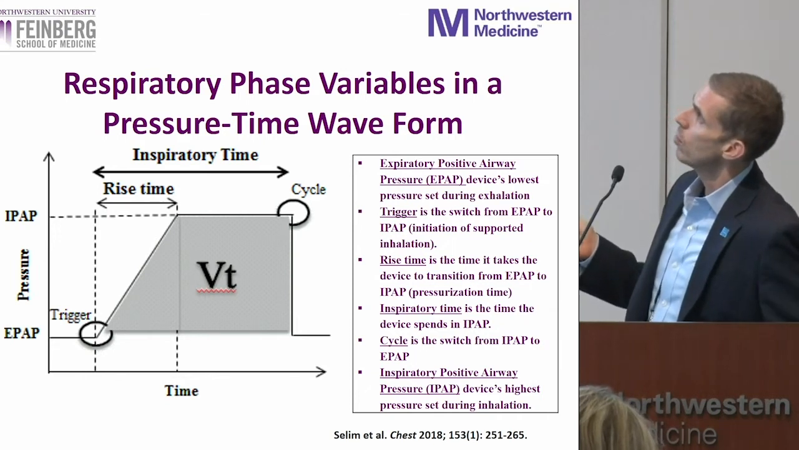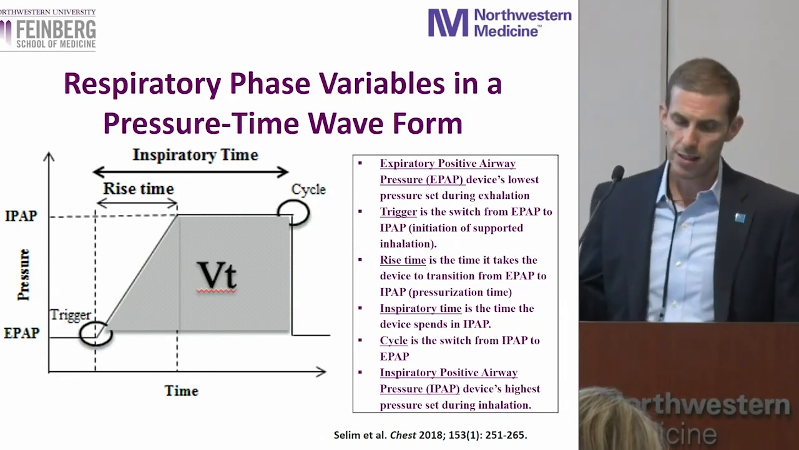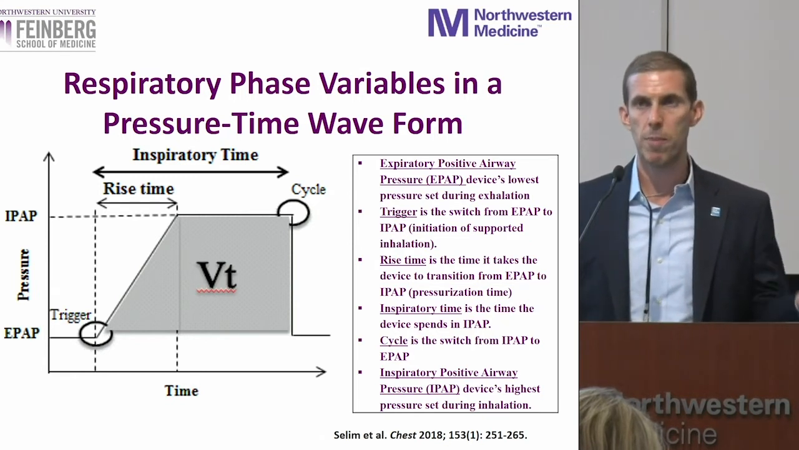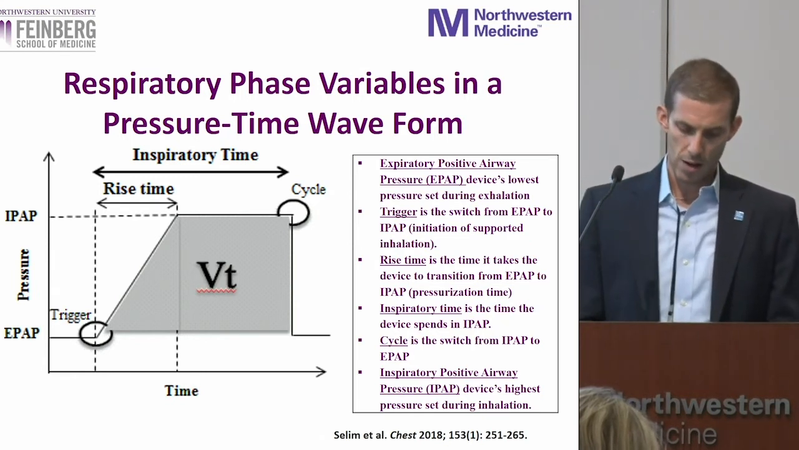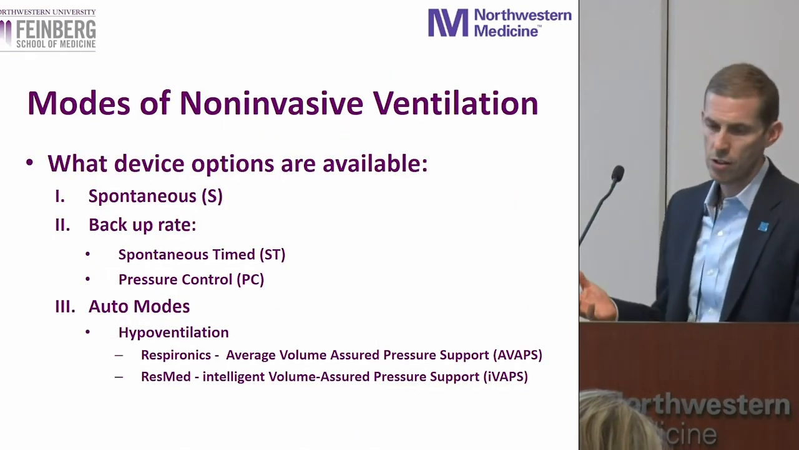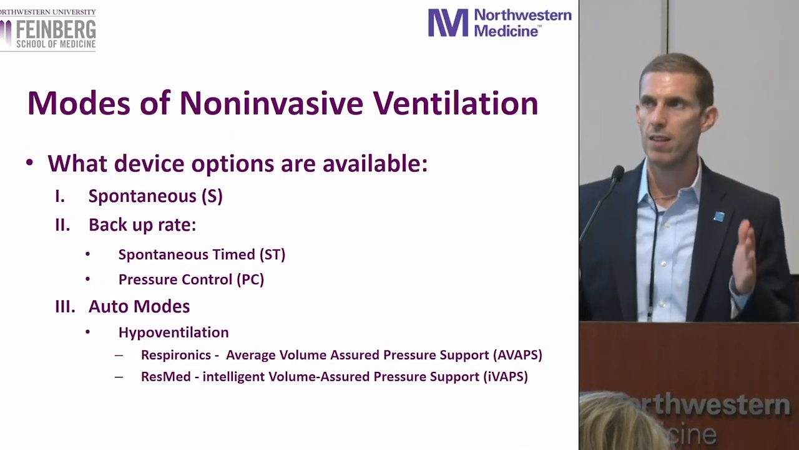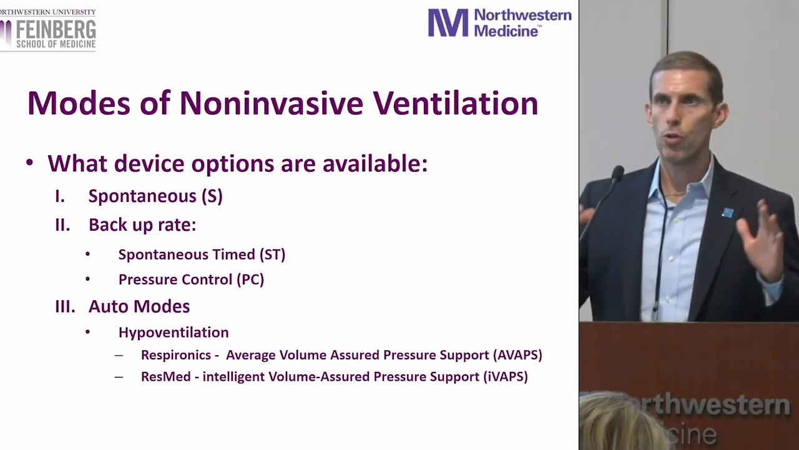Cycle is the time where it switches from IPAP to EPAP, and then inspiratory positive airway pressure is the maximum pressure that the patient will reach during ventilation. When we talk about modes of non-invasive ventilation, I think it's really important to make sure that we're very clear on what people living with ALS need, right? You'll hear of BiPAP, and BiPAP has so many different subcategories to it.